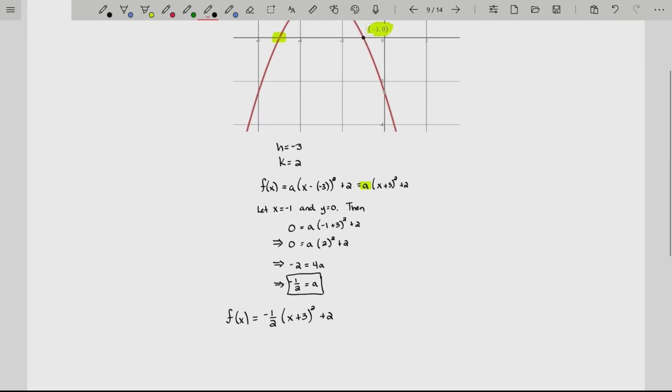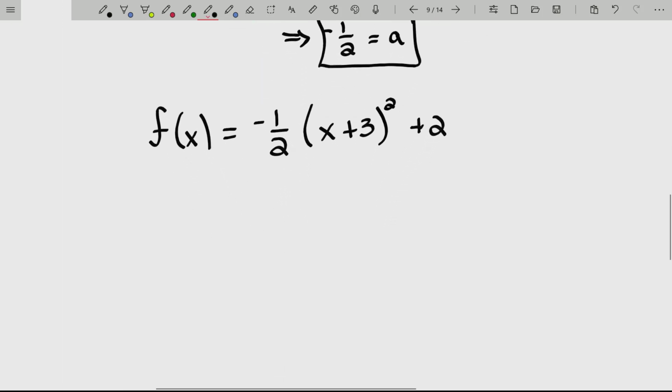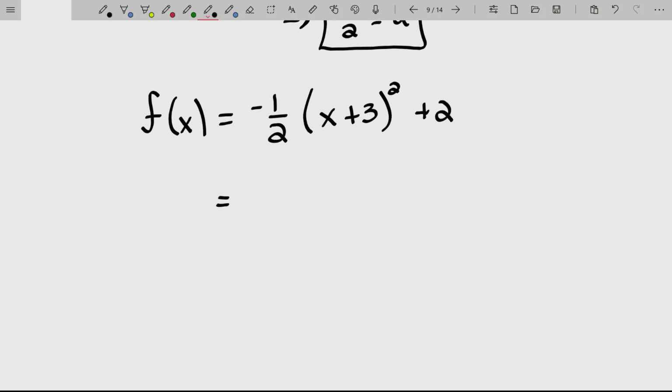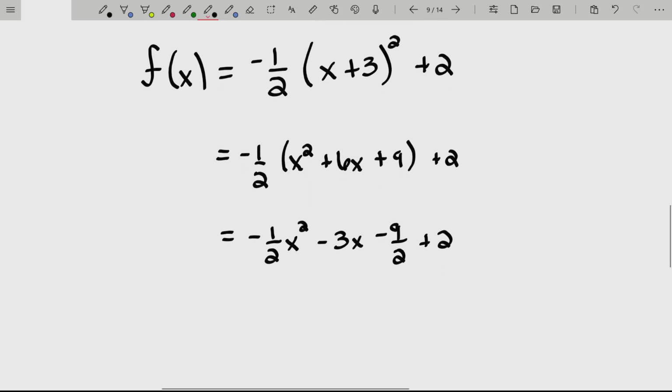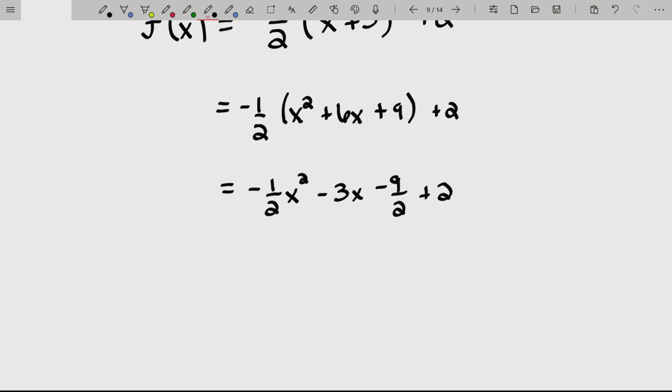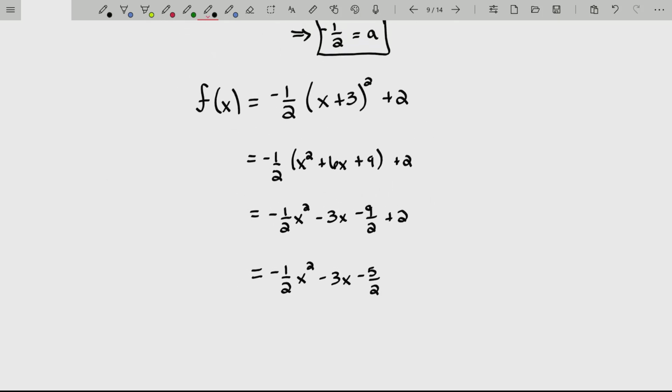And remember, I wanted the final answer in general form, which just means multiply this out. So a quick multiplication here, and I might just pause the video for this, leads to -1/2 times the quantity x squared plus 6x plus 9, and quantity plus 2. And when you distribute the -1/2 through, you get that business. And I'll do the final simplification live here. So that's -1/2 x squared minus 3x. And then you have -9/2 plus 4/2, which is -5/2. And that is the general form of our function.